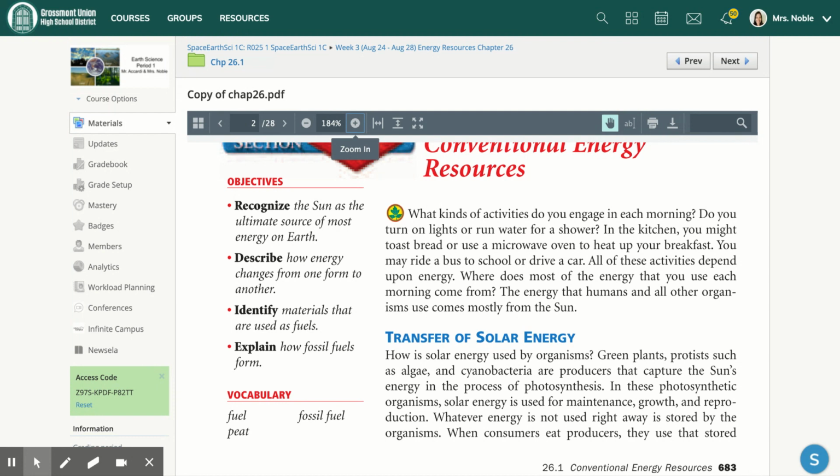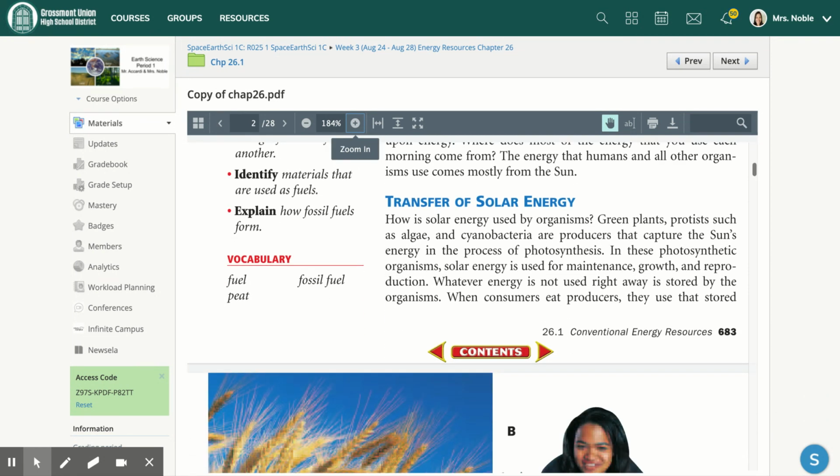Do you turn on lights or run water for a shower? In the kitchen, you might toast bread or use a microwave oven to heat up your breakfast. You may ride a bus to school or drive a car. All of these activities depend upon energy. Where does most of the energy that you use each morning come from? The energy that humans and all other organisms use comes mostly from the sun.